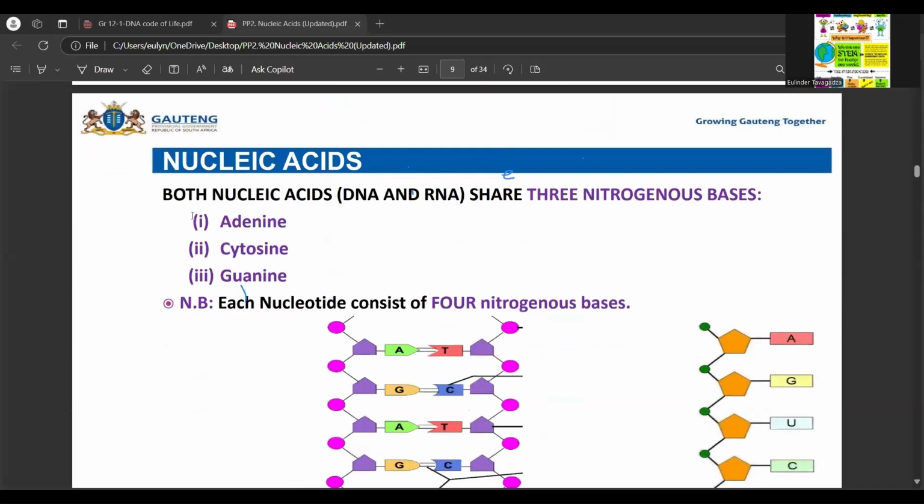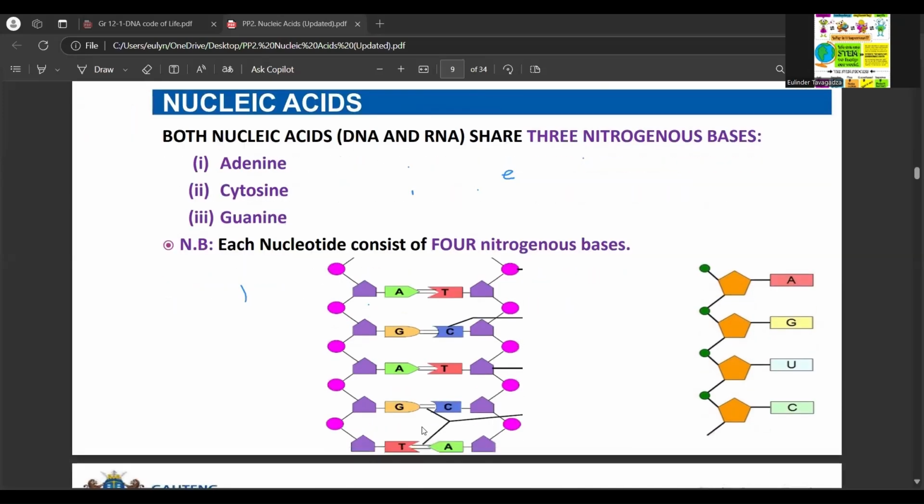Right, let's move on to here. Both nucleic acids, DNA and RNA, share three nitrogenous bases. Which means these three nitrogenous bases, adenine, cytosine, and guanine, are found in both DNA and RNA. What is not shared is thymine. In other words, on DNA, we'll be having a thymine.